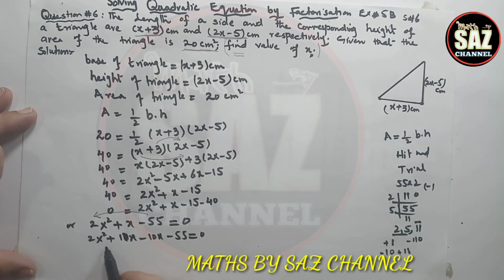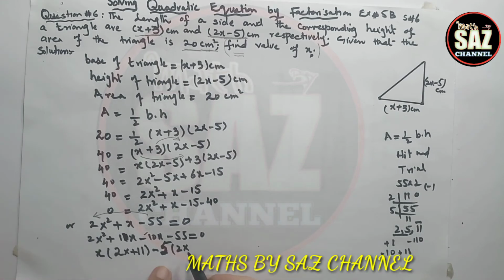Now what I can do, I have to extract some number or letter as a common factor. x can be extracted out. Inside the bracket I will be left with 2x plus 11. Coming to the second part of the question, I can see minus sign is common. Minus 5, and I will be left with 2x plus 11 equals to 0, since 5 times 2x is 10x, and 5 times 11 is 55. Again this 2x plus 11 is a common group.